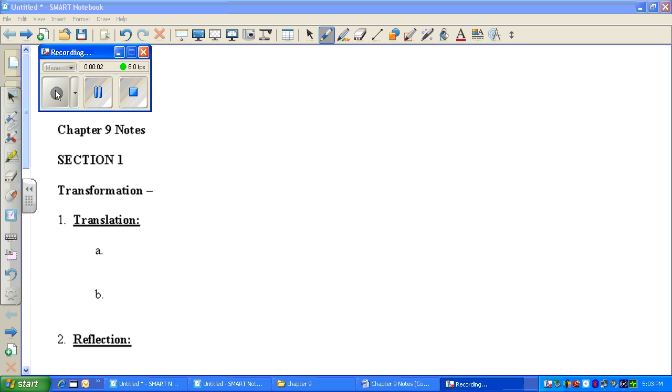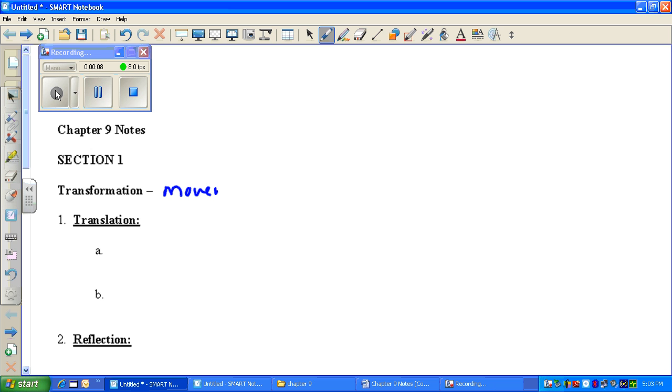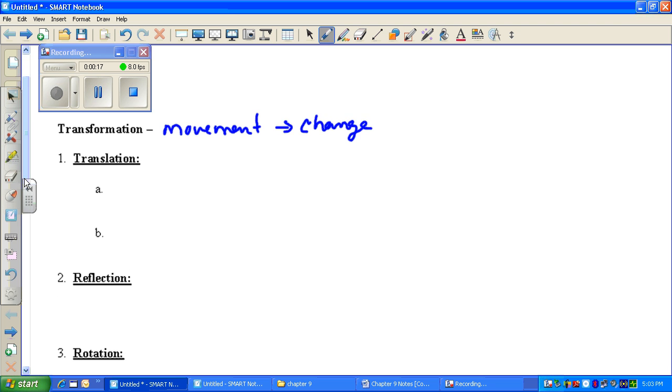Chapter 9, Section 1 involves transformations. And transformations are going to just involve movement, which then results in a change. And there are some different types of transformations we're going to look at. The first is called a translation, and all we're going to do is move an object along a straight line.